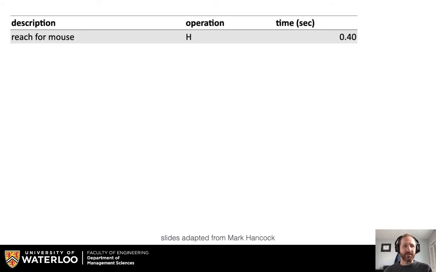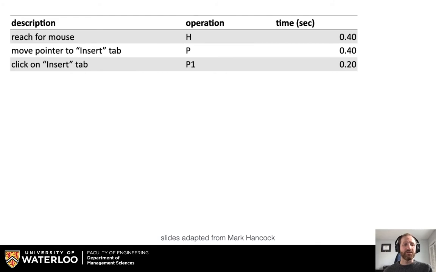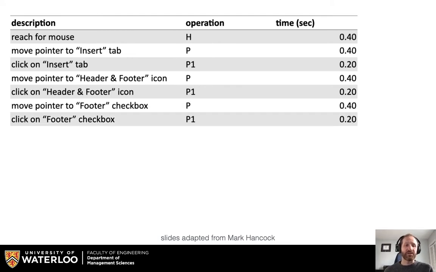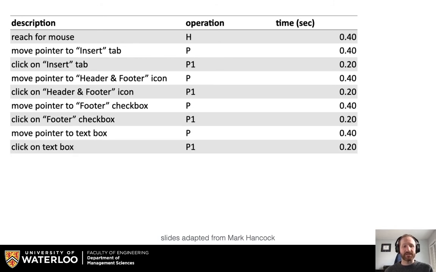The first step is to reach for the mouse, which is a home operation, which takes 0.4 seconds. Then you move the pointer to the Insert tab. That's a P or point operation, and that takes 0.4 seconds as well. Then you click on the Insert tab, which is a P1 operation, clicking with the mouse, 0.2 seconds. You move the pointer to the header and footer icon, another 0.4. And you click on the header and footer icon, which is another clicking action, this is 0.2. Then you move the pointer to the footer checkbox, another pointing task, and you click on it, another P1 task. And then you move the pointer to the text box and click on the text box. So you have lots of clicking going on.